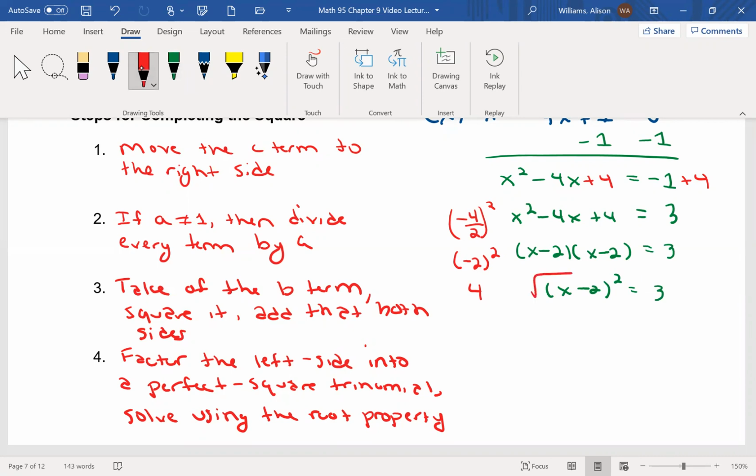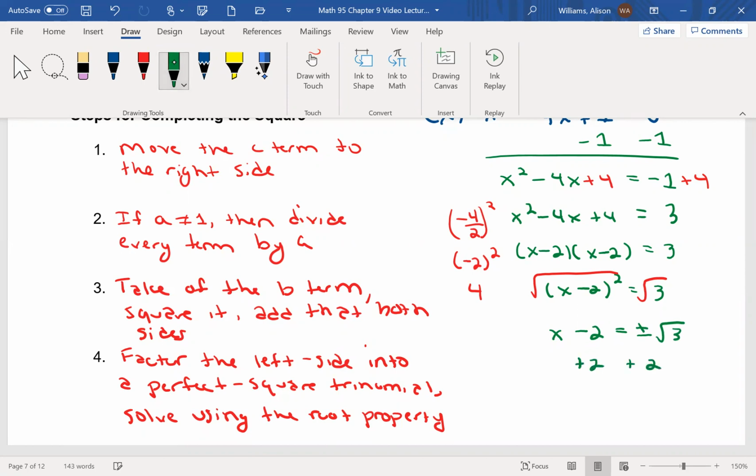So I'll take the square root of both sides. On the left side, I'm going to get x minus 2. And on the right side, well, I can't actually take the square root of 3. So I'm just going to put my plus or minus in front and leave it as a square root of 3. And then I'm going to solve for x by adding 2 to both sides.